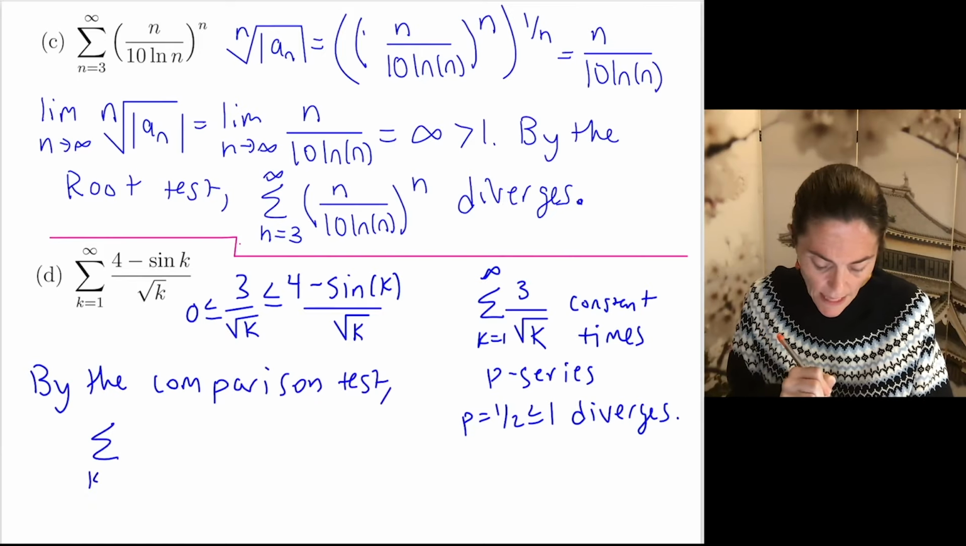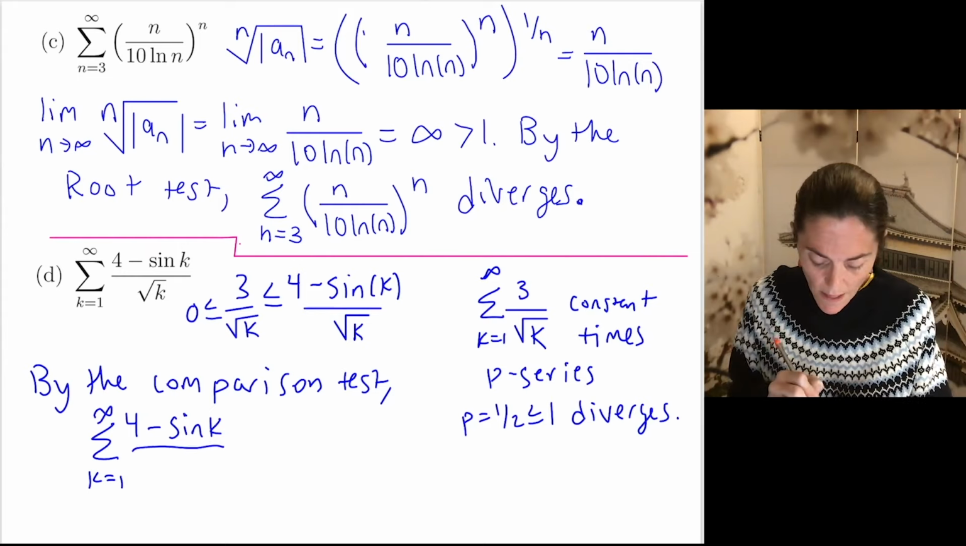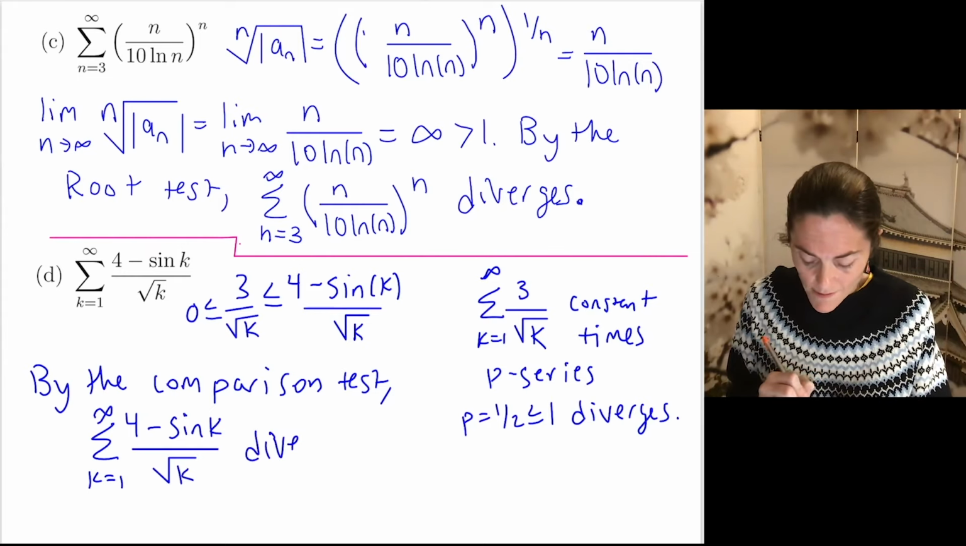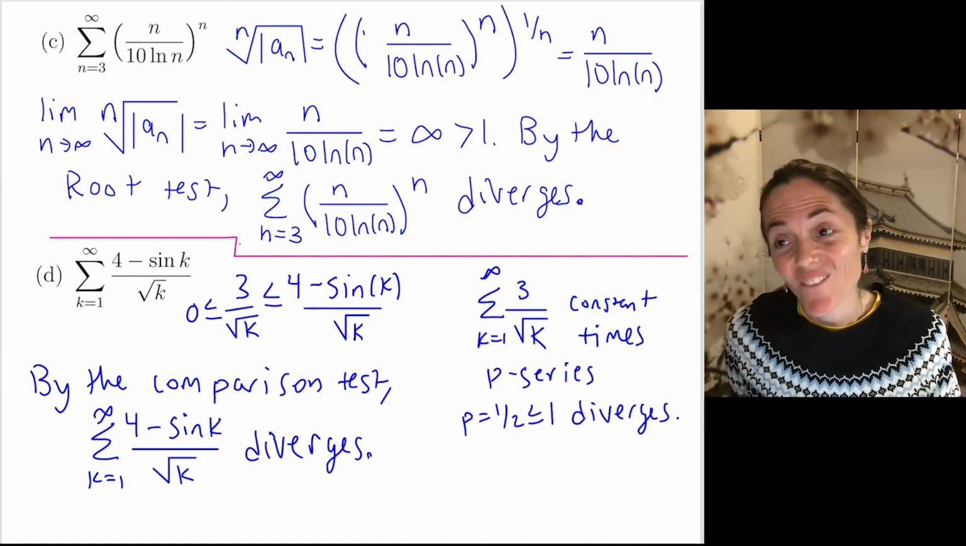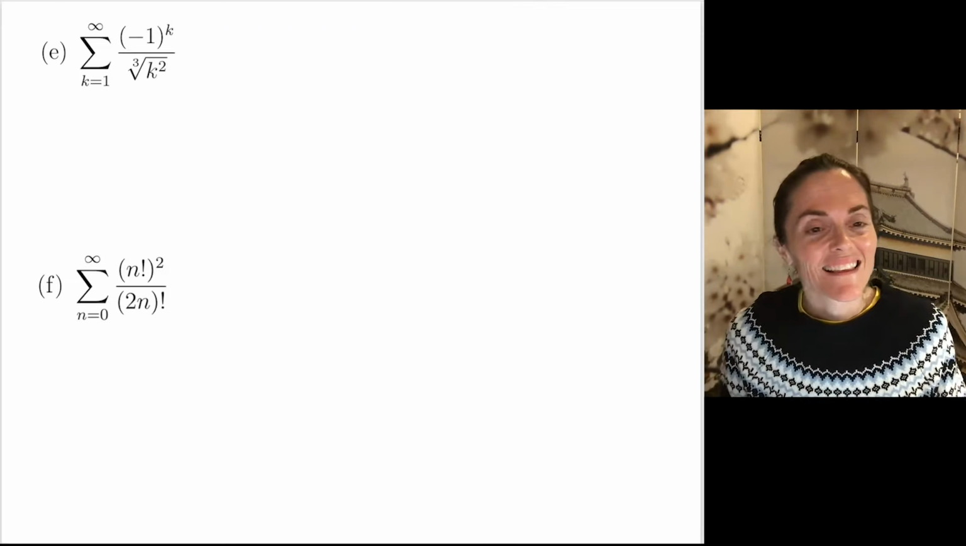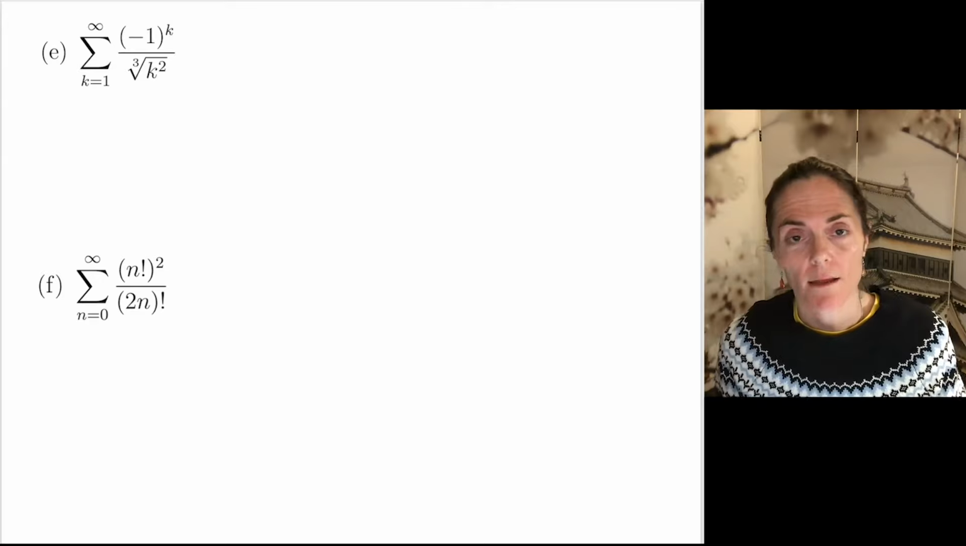This series, k equals 1 to infinity of 4 minus the sine of k over the square root of k, well, this diverges. So now we have had two series in a row that diverge. Wonderful. Next is E. First of all, note that this is alternating.